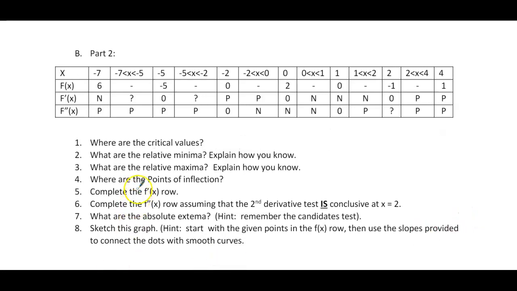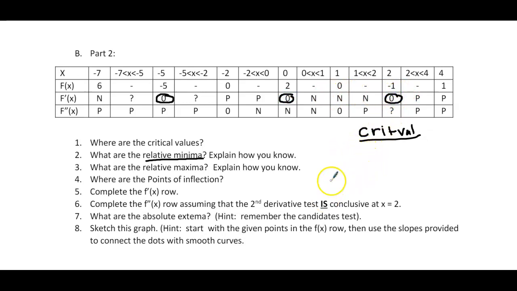All right, for number 2, what are the relative minima? Relative minima happen anytime f prime equals 0. Well, actually, let's just say relative minima happen when you have a critical value. So we could have a relative minimum here, here, or here. But there's a little bit more to it.